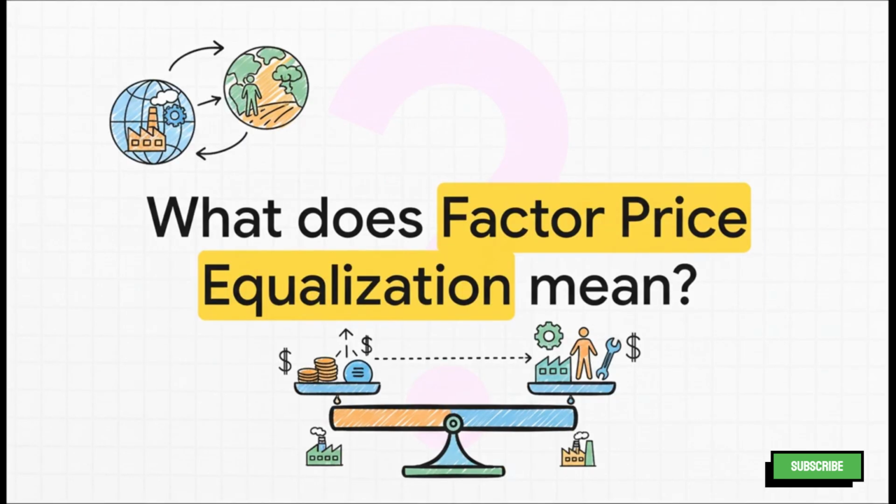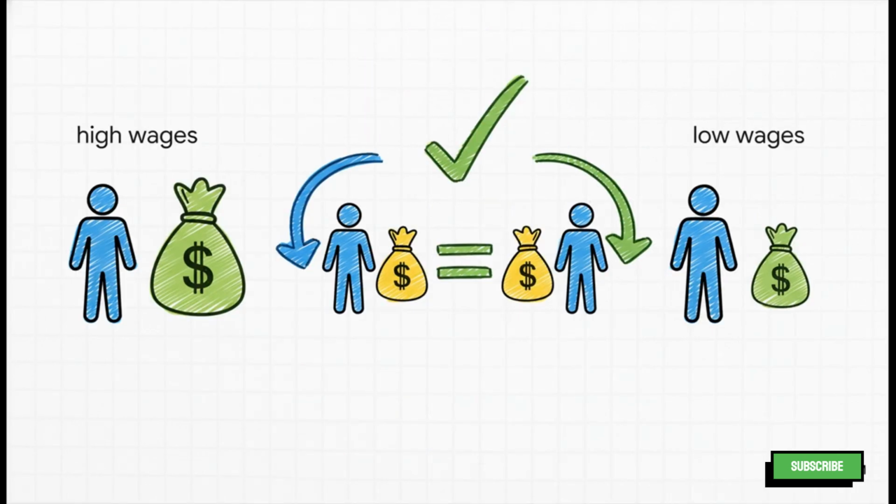All right, last one. What does factor price equalization really mean in plain English? And the correct answer is C. It means that trade makes wages for similar types of jobs move closer together between countries. Just like you see here, those high wages in one country and low wages in another get pulled towards a middle ground, an equilibrium, all because of trade. It doesn't mean everyone earns the exact same, but the gap for similar work definitely shrinks.